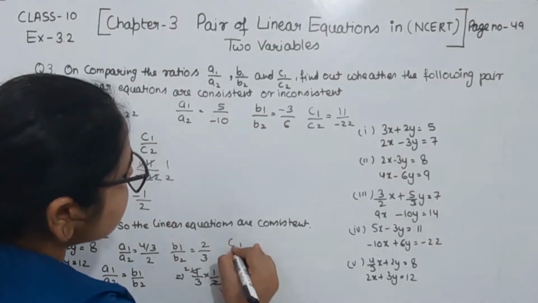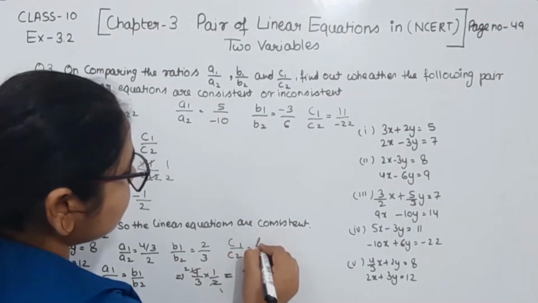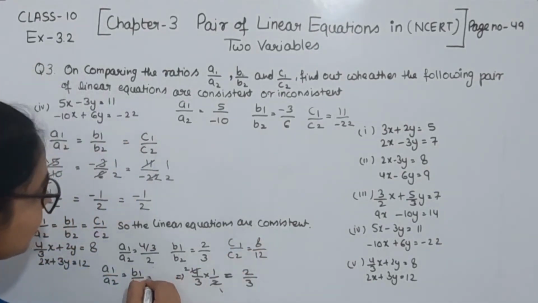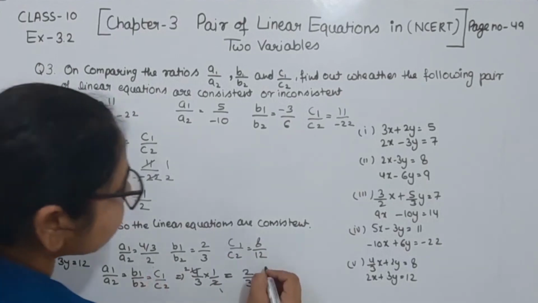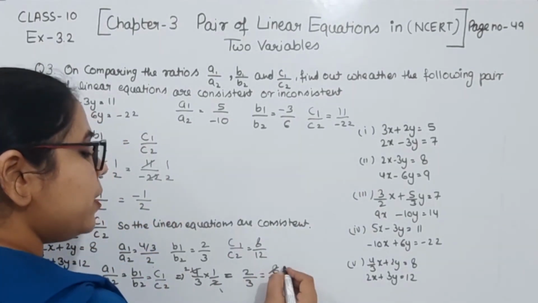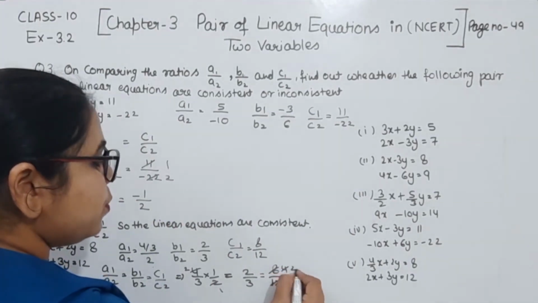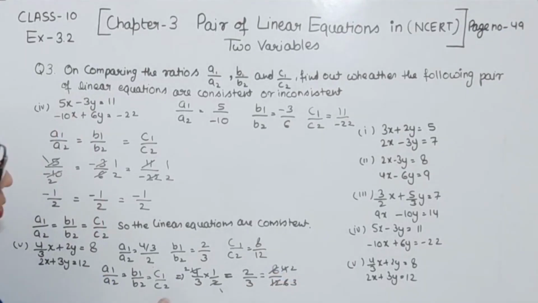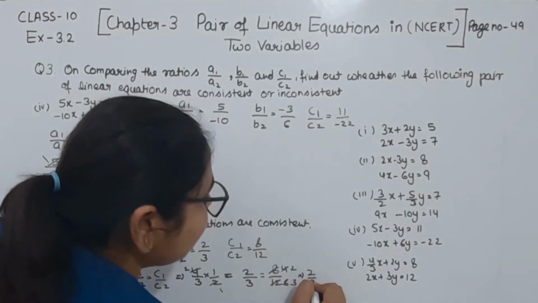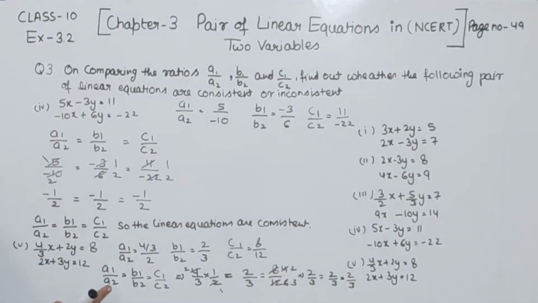Now we have to find the c1 by c2. So this one is 8 and 12. So now we are going to write here c1 by c2. Now here we have 8 by 12. Now I am going to simplify this one. So 2 4s are 8 and 2 6s are 12, 2 2s are 4 and 2 3s are 6. So all 3 of them are 2 by 3, equal to 2 by 3, equal to 2 by 3. That means all 3 of them are equal to each other.